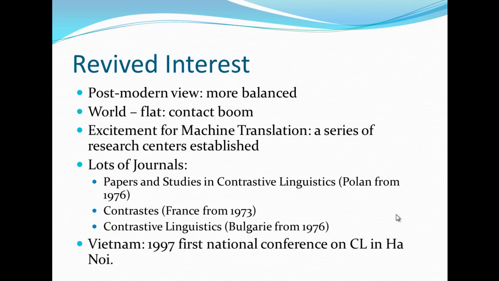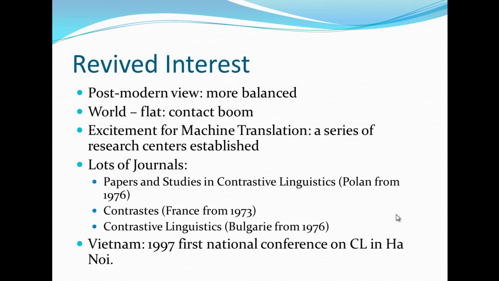I was told by the very old professor in our department that before the liberation of the South, the teacher training curriculum in this university had several credits for teaching contrastive linguistics. Then during the 1980s and 1990s, contrastive linguistics was removed from the teacher training curriculum.